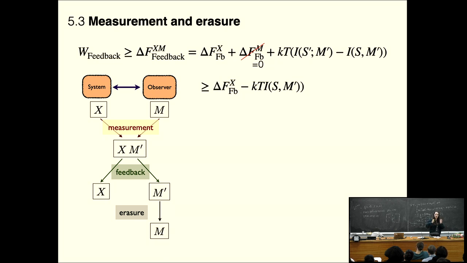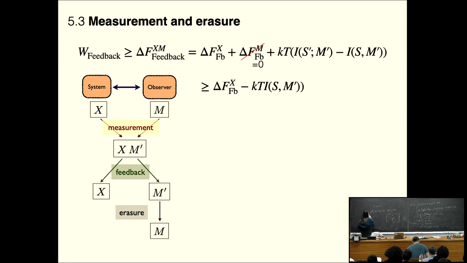Because in the end, what I want to say is, okay, let's say I have a system, I have some information on it, so I have already done the measurement, this is what is implied. I have already done this measurement, I have some information on my system. How much work can I extract, or how much work do I have to perform on my system to change its free energy by the given quantity, by delta F of the system? So, okay, let me write it.